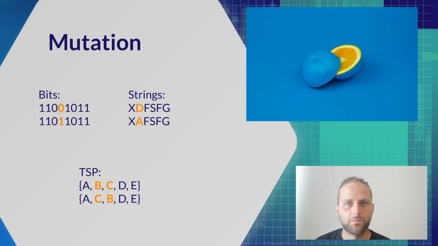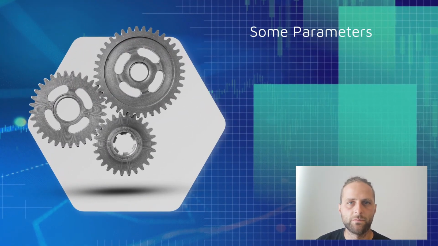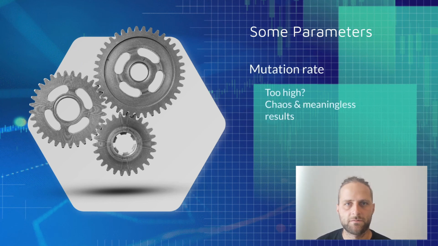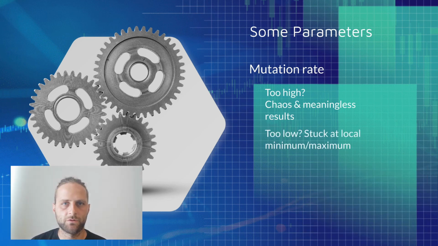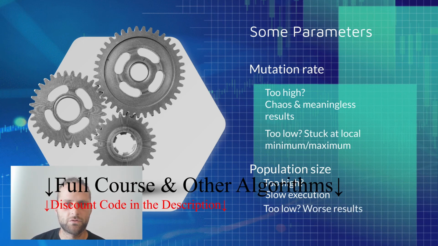A final word about the parameters. You have to play around with them and see which combination gives you the best results. If the mutation rate is too high, then that produces chaos and meaningless results. However, if the mutation rate is too low, then you might get stuck in a local minimum or maximum, like in the hill climb. You need some randomness to get out of it. Regarding the population size, if it's too high, then the program will execute slowly. If it's too low, then you will get worse quality results.